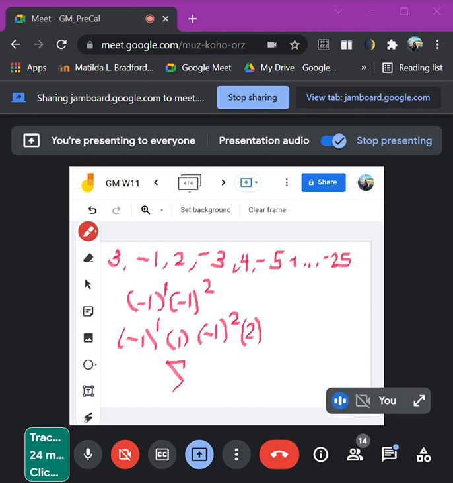So, applicable ra siya. It means to say we can use an expression which is negative 1 raised to the power of I, and then times I, in which we're going to start with 1 and end with 25. Okay, so that is now your sigma notation.